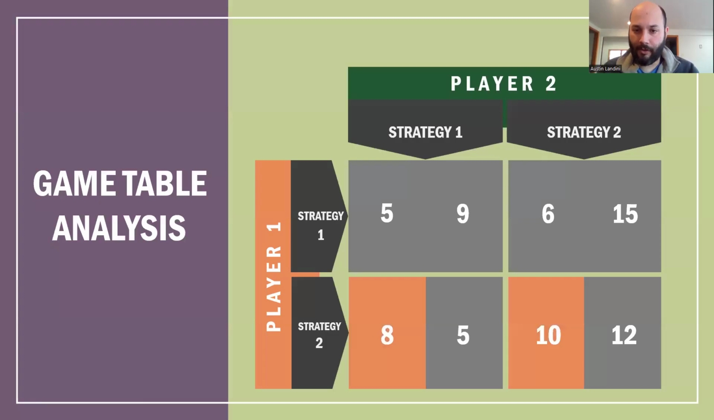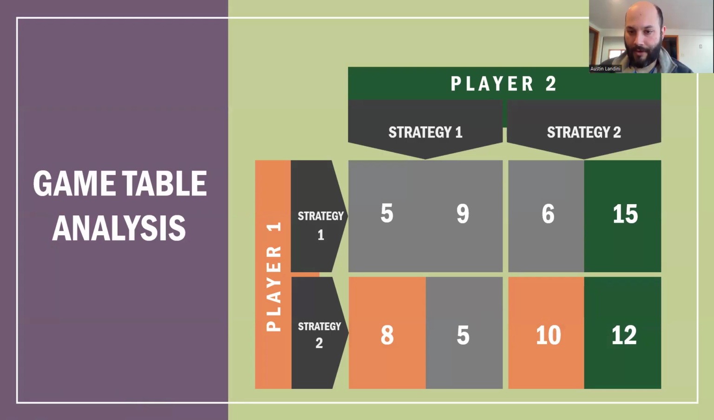All right, so for player 2's decisions, now we need to look at the second payoff. And we can ask if player 1 is picking strategy 1, we know we're in the top 2 boxes. Is player 2 better off picking strategy 1 and getting 9, or strategy 2 and getting 15? They're better off picking strategy 2. What about player 2? If player 1 is picking strategy 2, then player 2 gets 5 for picking strategy 1, or 12 for strategy 2, and is better off picking strategy 2.